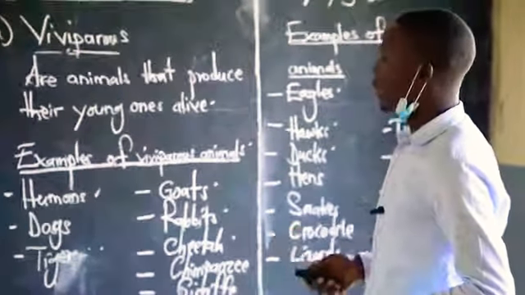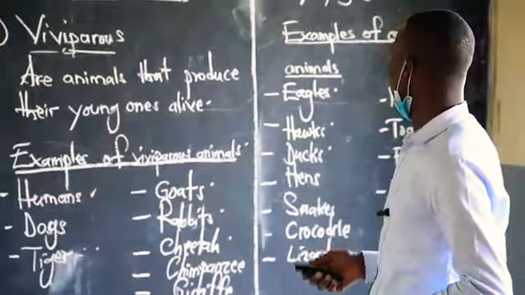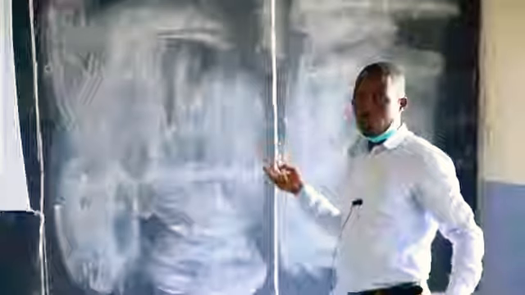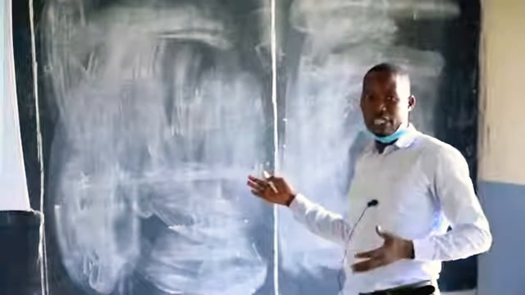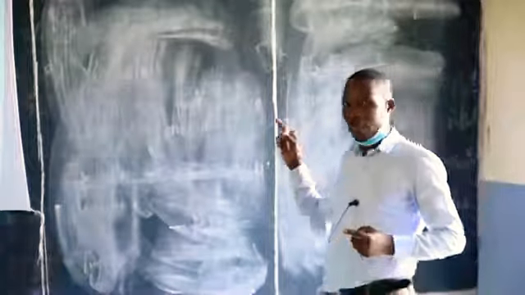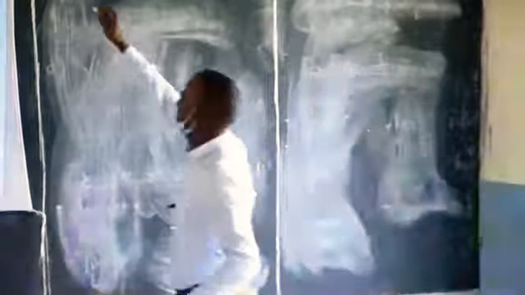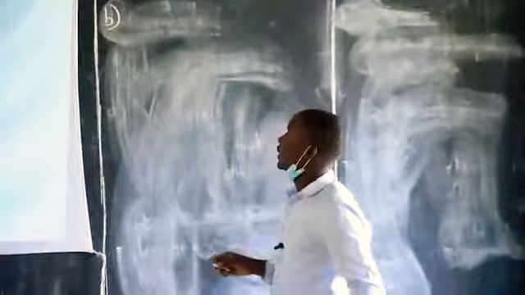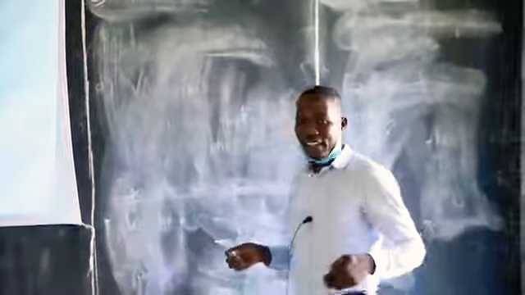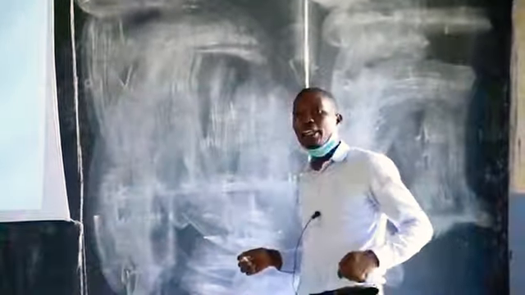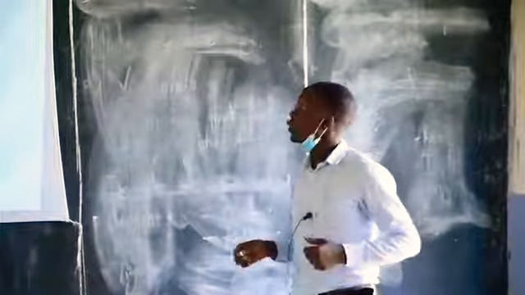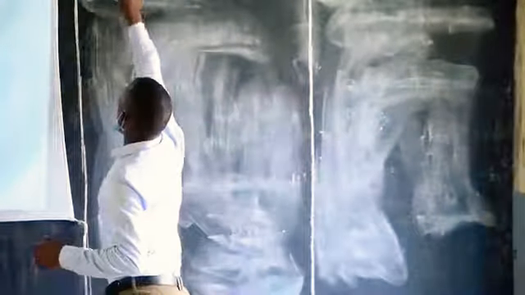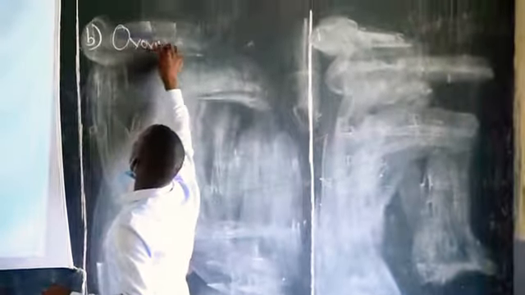We can simply see the third part. If you don't mind, we can clean here. We have looked at these two reproductive modes, that is viviparous and oviparous. The third one here is part C. We have some animals where you find that the fertilized eggs hatch inside the body and remain there for protection or for development. Those animals, we can group them as ovoviviparous.